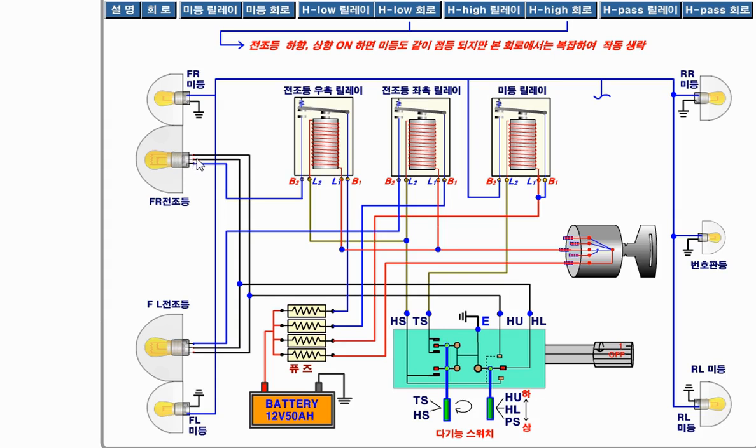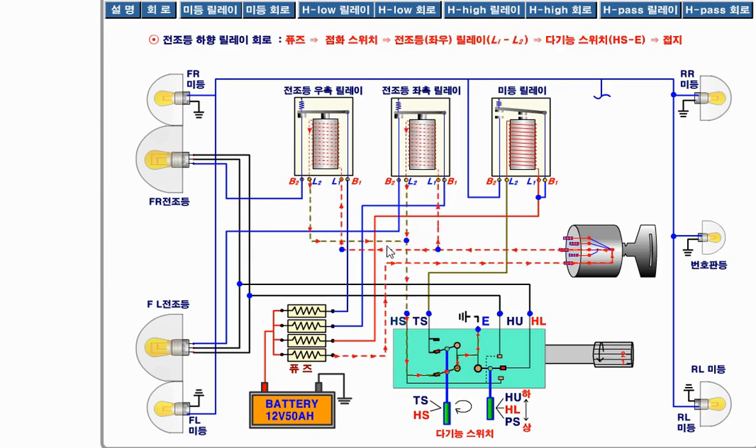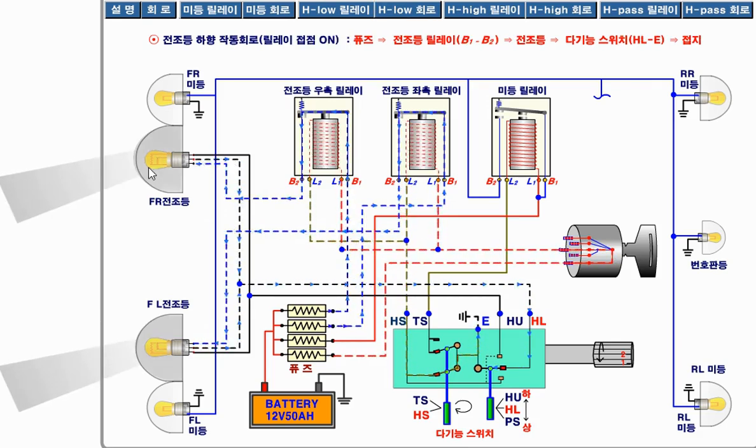So current will flow from this node now, and then comes to this node from here, and then flows towards this HL terminal, and then grounded over here. So that's how the circuit gets completed for these low beam headlights. So let's see how this works. See, these relays are energized, and then current flows directly from the battery towards these headlights.